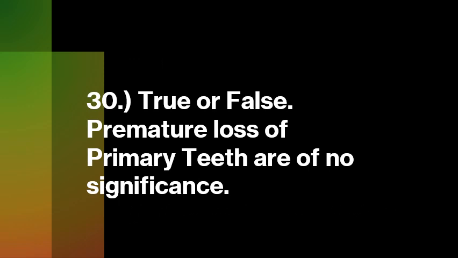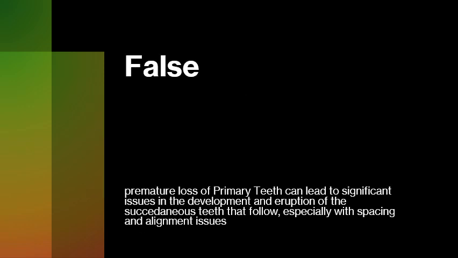So, premature loss of primary teeth is of no significance. Is this statement true or false? So, this statement is false. Premature loss of primary teeth can lead to significant issues in the development and eruption of the succedaneous teeth, such as crowding or impaction, and there are potential problems with spacing and alignment issues. And that is why primary teeth or deciduous dentition are the best physiological space maintainers.